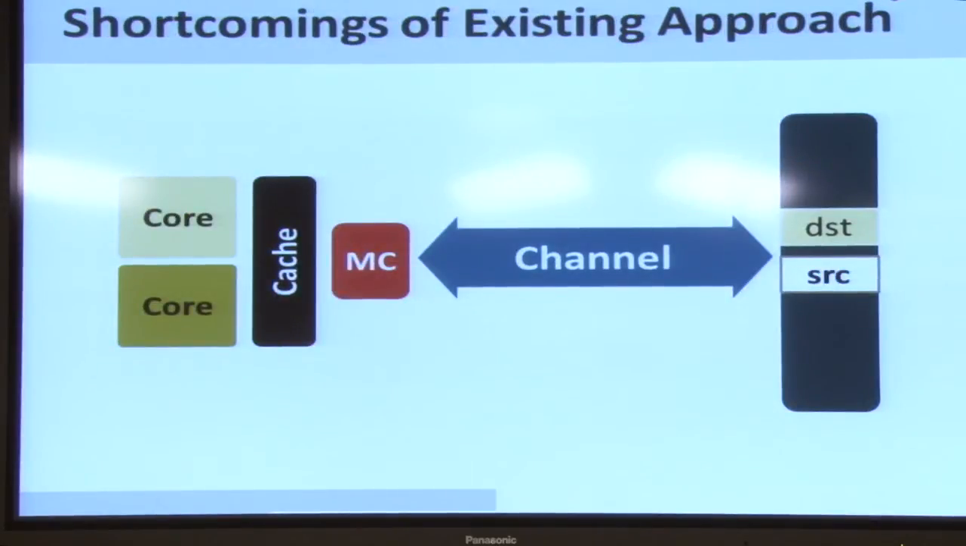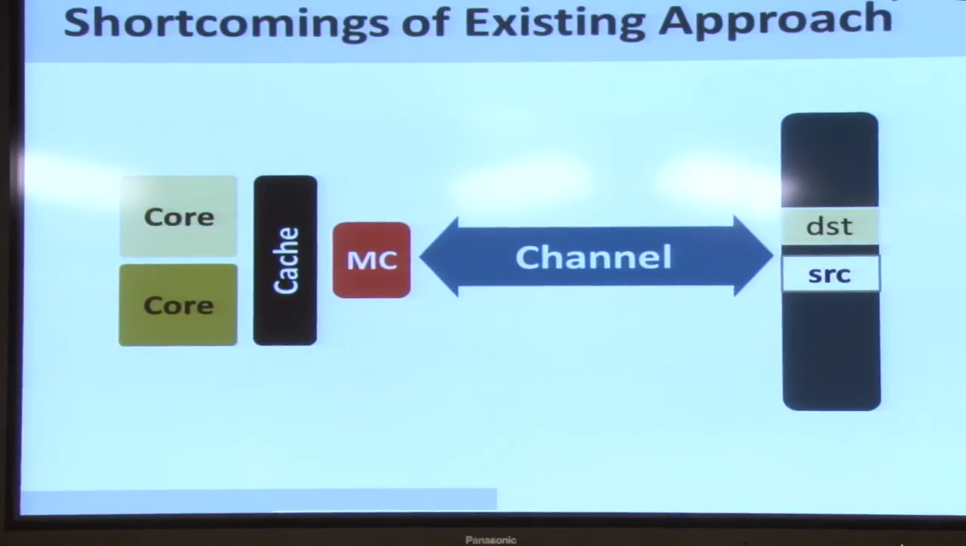So let's look at what the problem is with the existing approach for doing data copy. Let's say we want to copy data from the source here to the destination. What do you think is the best thing we can do today? Copy it to the memory controller and send it back. Is it possible today? Let's say you were to write a program on your laptop, what do you think will happen? It'll go all the way to the cache and then go back.